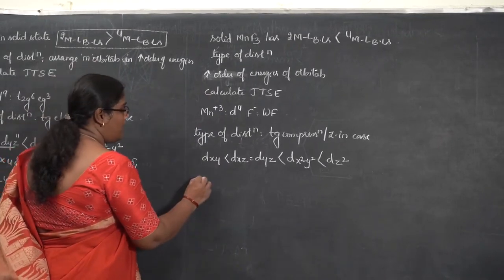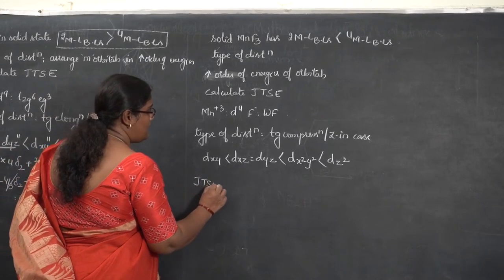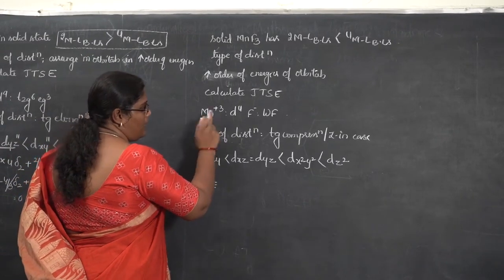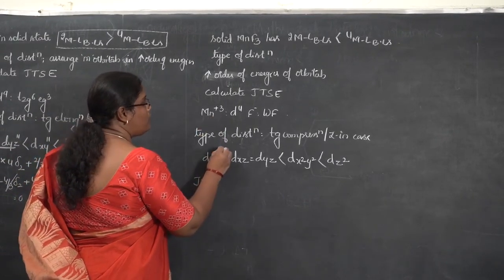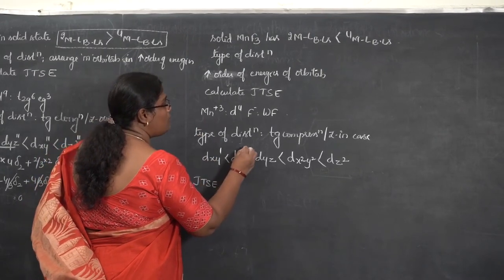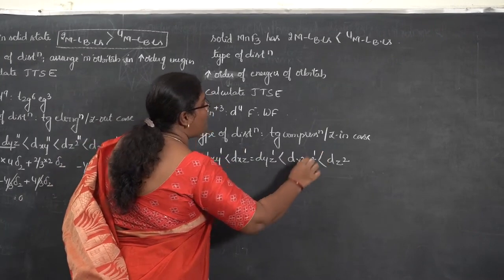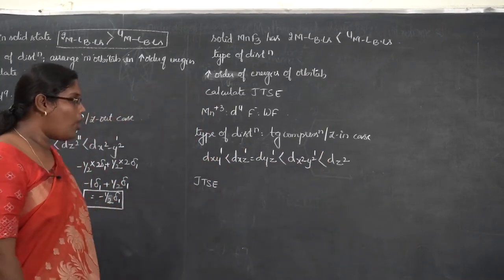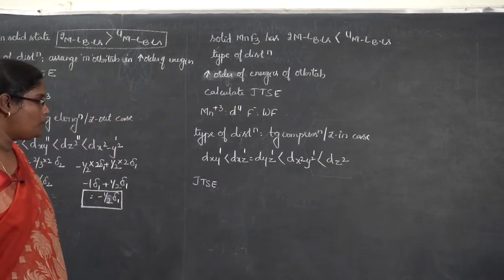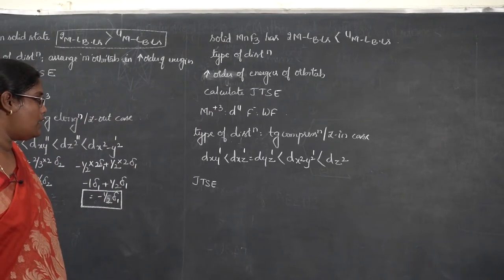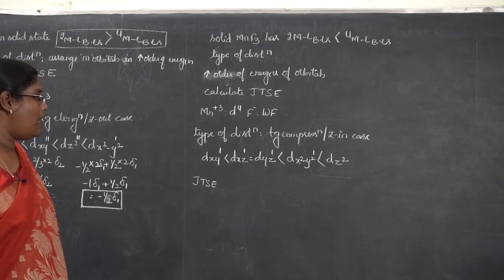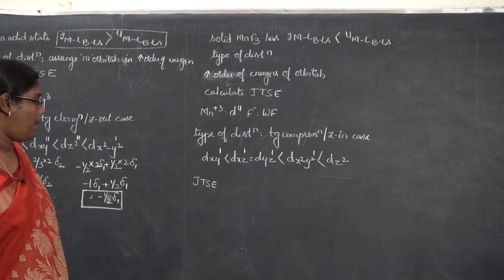Now you are asked to calculate Jahn-Teller stabilization energy. Since Mn plus 3 is weak field, we have to arrange the electrons in the weak field case. So in the weak field case, electron pairing starts after all the orbitals are half filled. So now what is the Jahn-Teller stabilization energy?